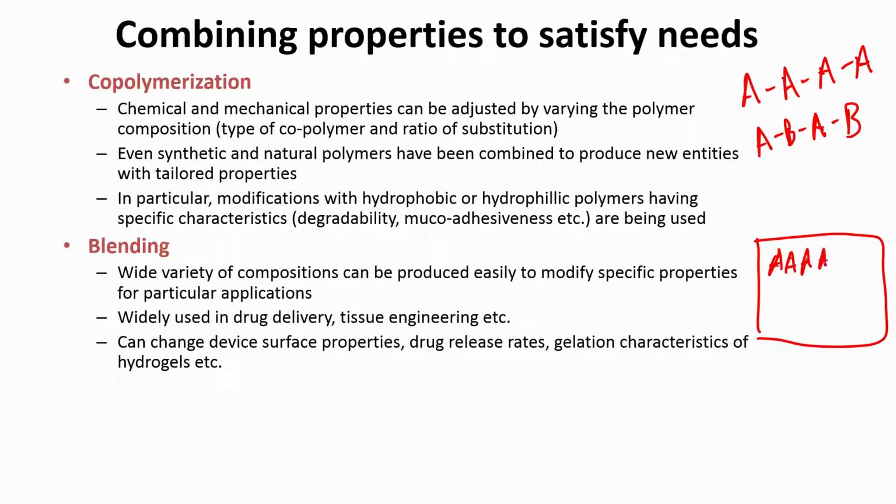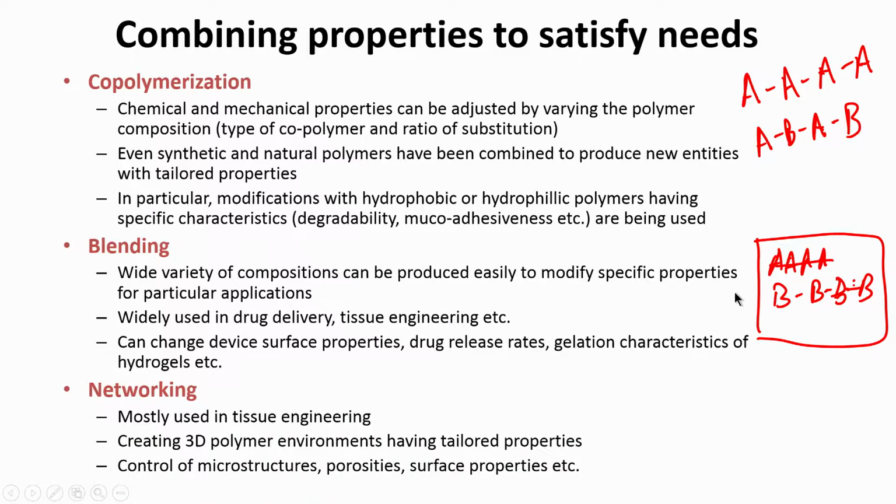So, let us say this is one polymer chain, you can just blend the polymer B into this, and that will still improve the mechanical properties of whatever you are trying to achieve. Maybe you want a faster degradation, so this will degrade faster because let us say B degrades faster. All of that can be achieved, and this is again very widely used for drug delivery and tissue engineering. We are going to talk more about that.